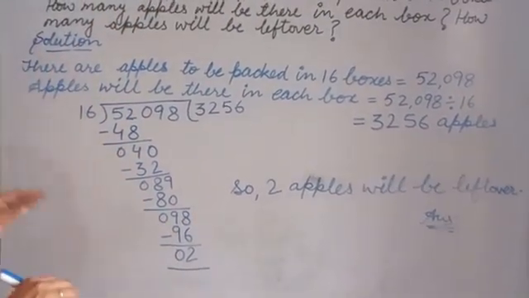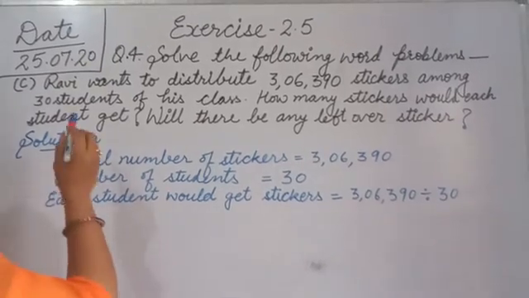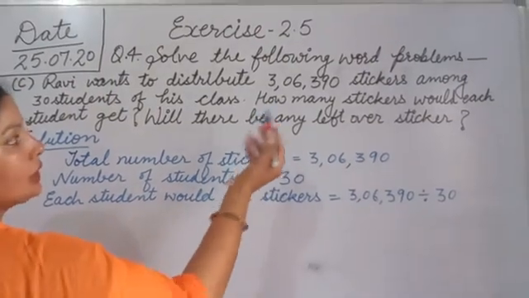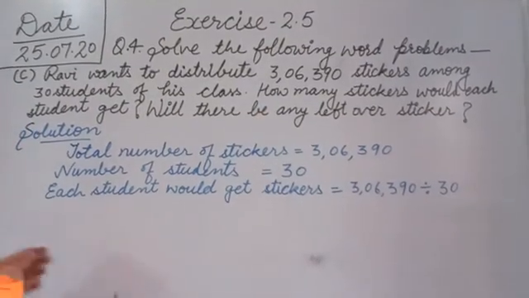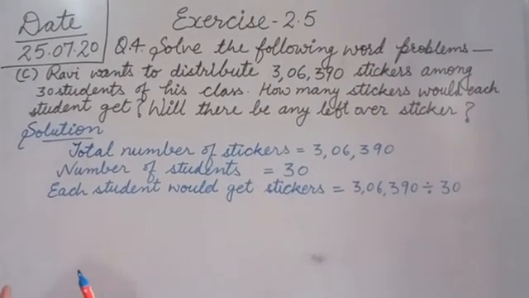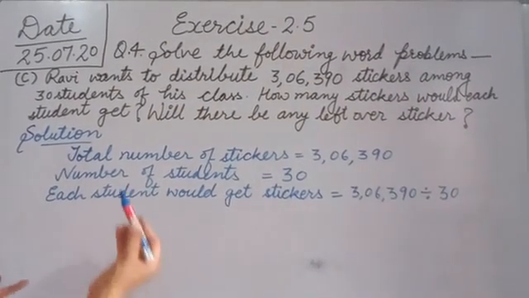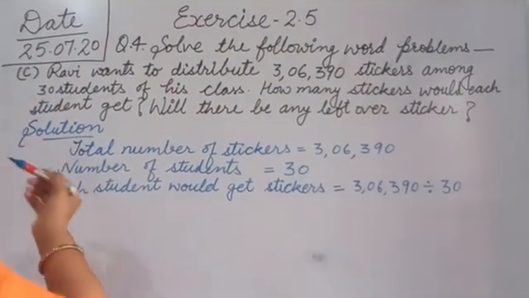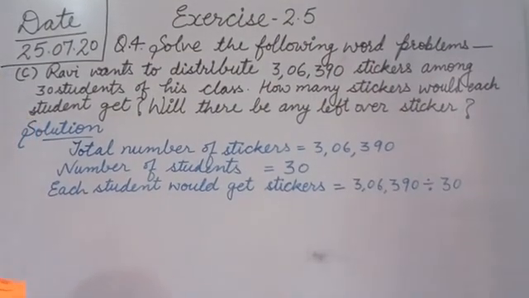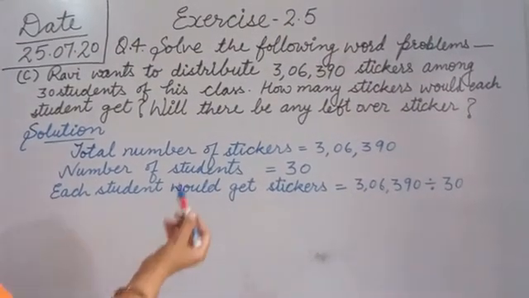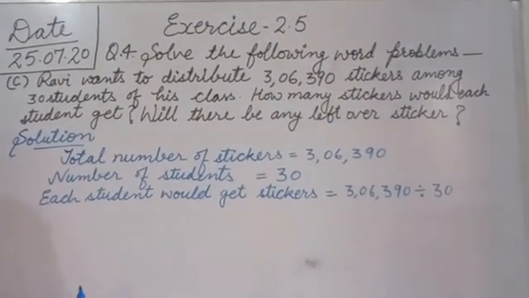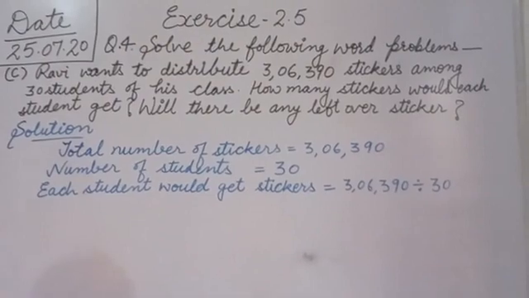Okay, now it's the C part. Now the question for C part. Ravi wants to distribute 3,06,390 stickers among 30 students of his class. The students are 30 and the stickers are 3,06,390. Now how many stickers would each student get? Means each student would get how many stickers?